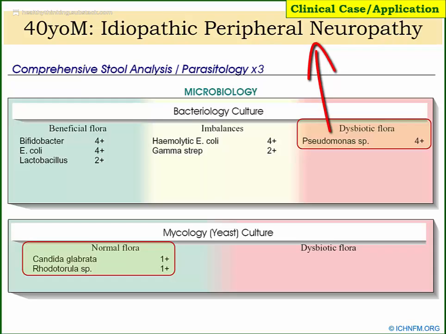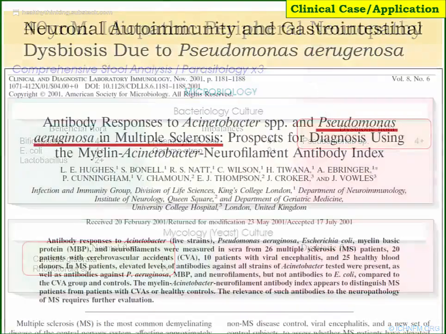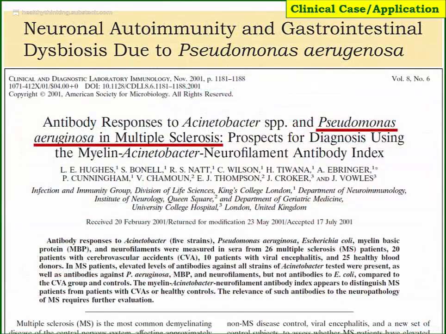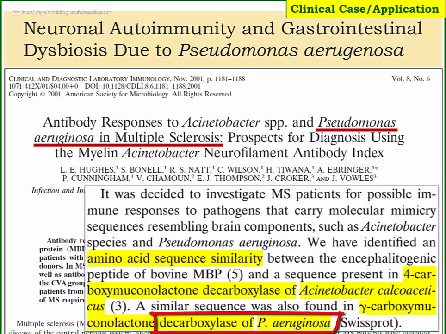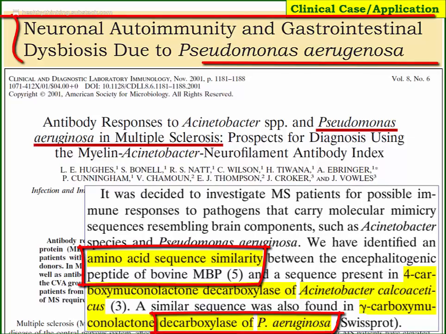So the molecular connection between Pseudomonas and peripheral nerves is that the Pseudomonas bacteria shares amino acid sequences with myelin basic protein, as you can see evidenced here in this article discussing multiple sclerosis. So Pseudomonas produces an enzyme called decarboxylase, which again shares amino acid homology with myelin basic protein, which of course is a protein found in peripheral nerves. So I think what we can reasonably state here is that this patient might be having an immune cross-reactivity response based on amino acid homology between this enzyme produced by Pseudomonas aeruginosa and the amino acid sequence found in myelin basic protein.